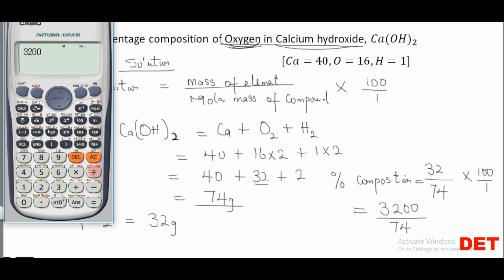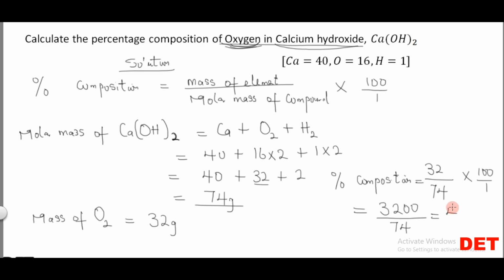3,200 divided by 74 will be equal to 43.24, so that will be 43.24%. This is our answer to this question. This is the percentage composition of oxygen by mass in this compound, calcium hydroxide.